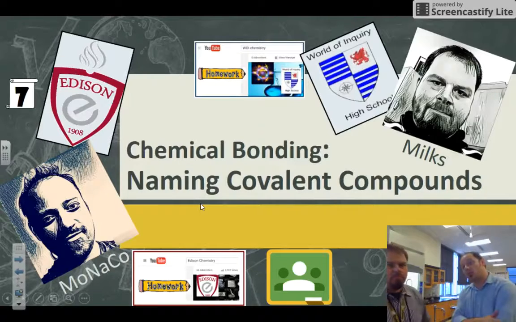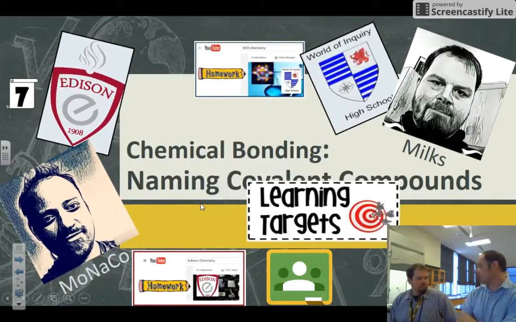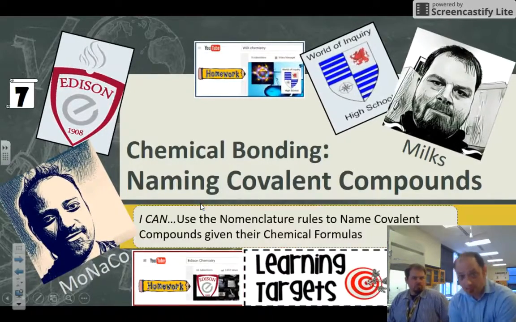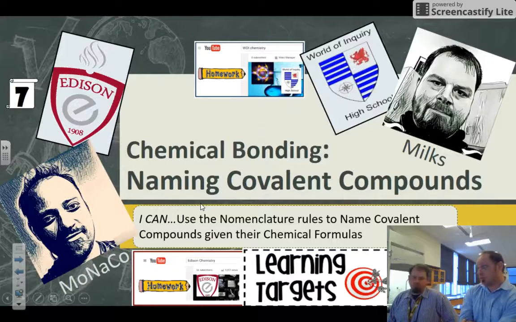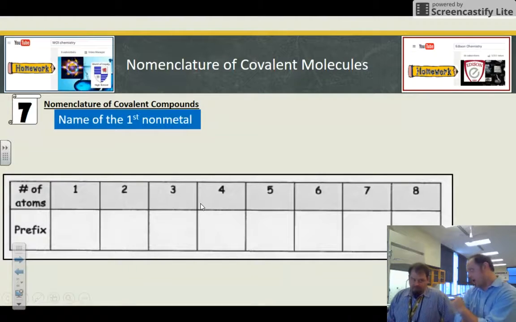We're going to name some covalent compounds. If naming ionic compounds was not your jam, covalent compounds are easier. Using nomenclature rules is really simple. We can get the formulas and the names, but we've got to memorize something new. This is not in our reference table.